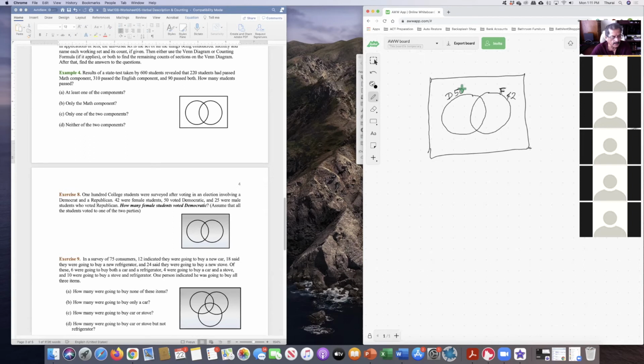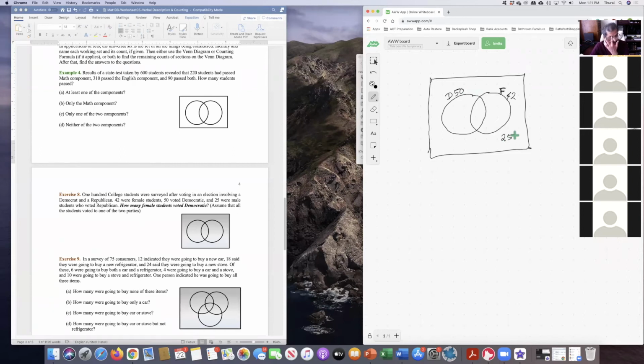25 were male students who voted Republican. Where do I put that 25? Anybody see that? The outside? Outside of what? Outside of Democratic, I think. But 25 were male students who voted Republican. So they had to be outside the Democrat, right, to be Republican. Would it just be outside of both circles? Outside of both circles, exactly. So male students who voted Republican means the students are outside the Democrats and outside the female. They're male and Republican. So they're outside of two circles. So 25 are out here.